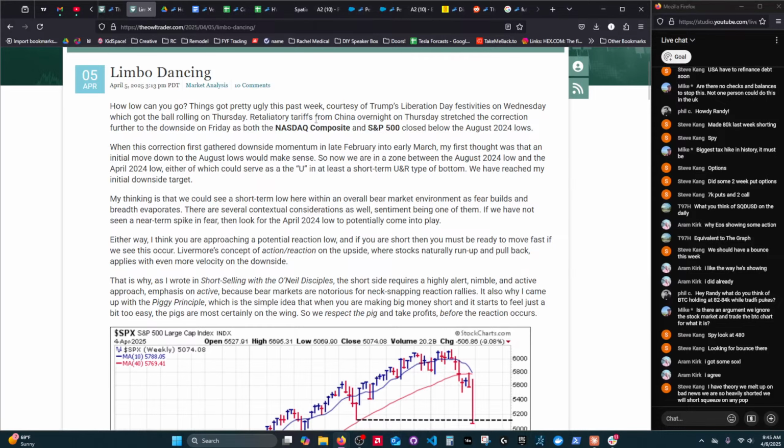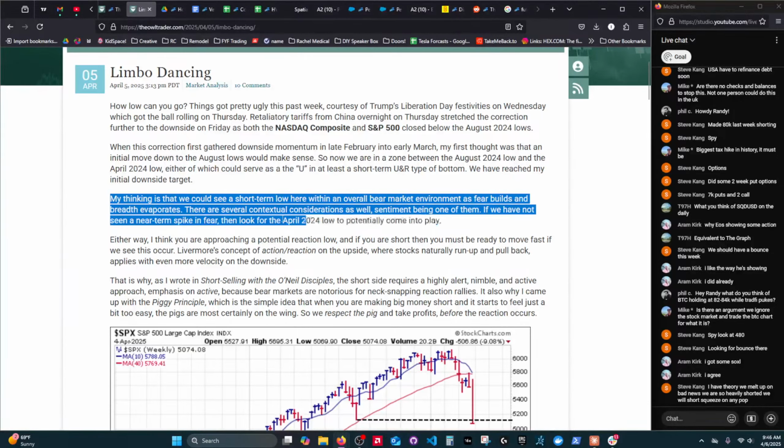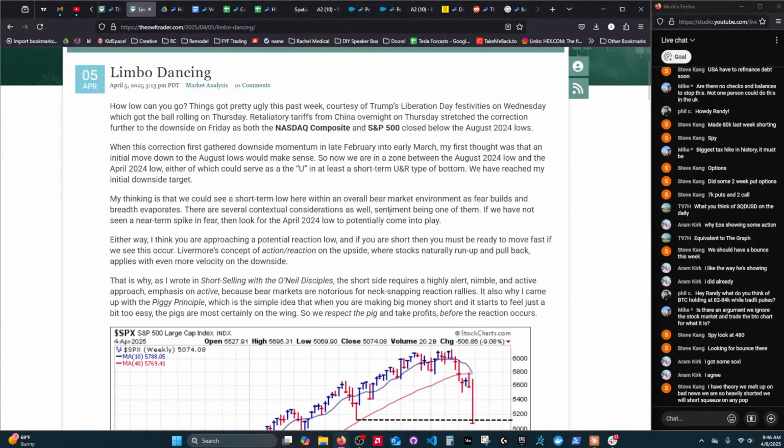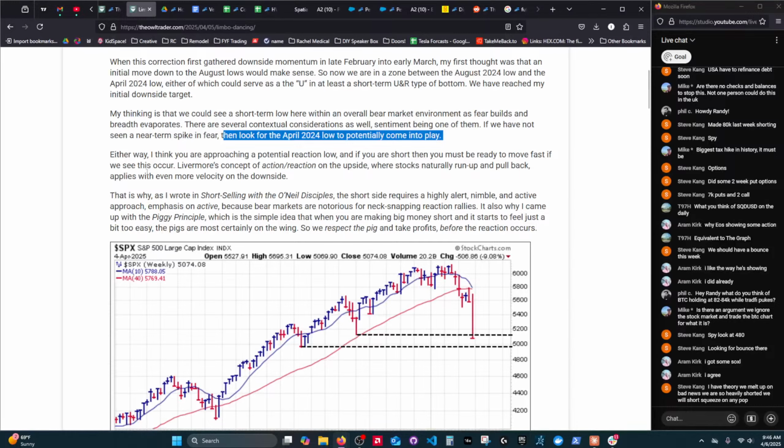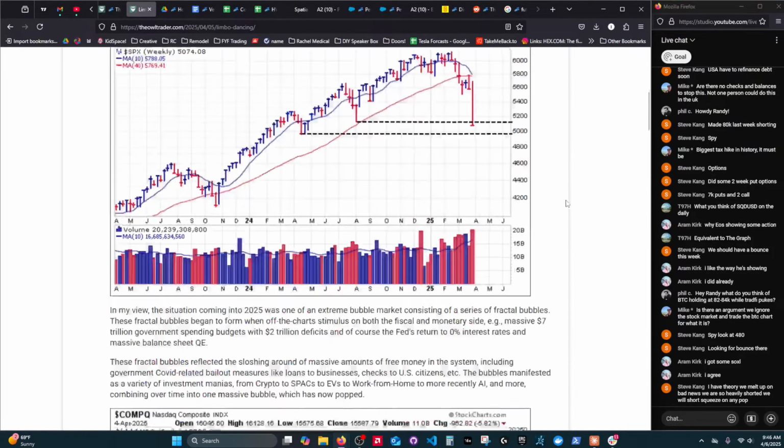So one thing he says early on here, he talks about he's correlating it to the 2000... Hold on a second, I'm going to speed read this. My thinking is that we could see a short-term low here with an overall bear market environment as fear builds and breadth evaporates. There's several contextual considerations, sentiment being one of them. If we have not seen a near-term spike in fear, then look back at April 2024 low potentially coming into play. So different fractals, right? He's looking at fractals. But he talks about those reaction lows.